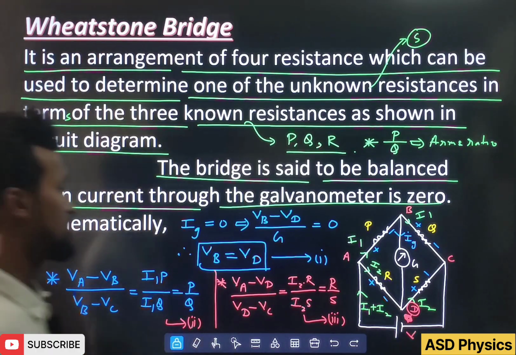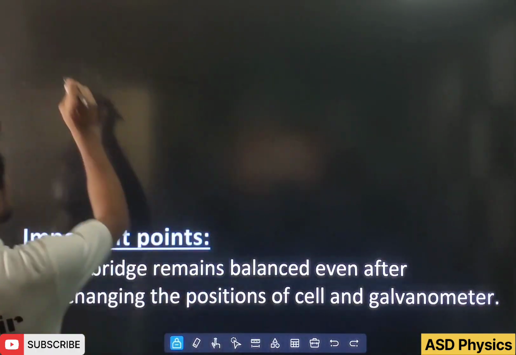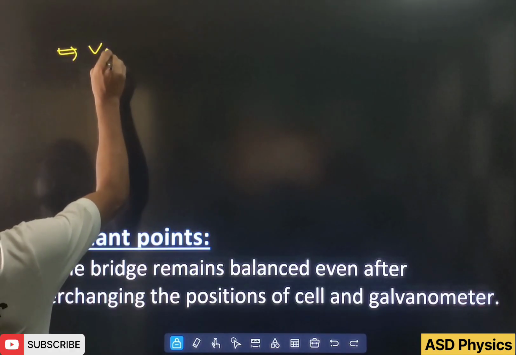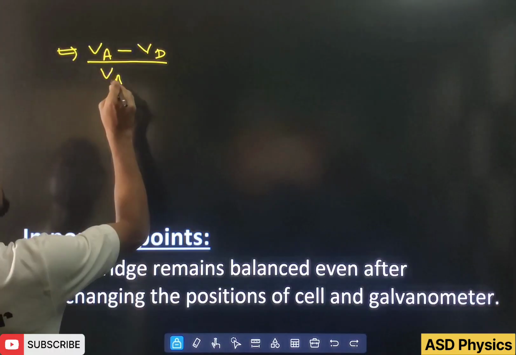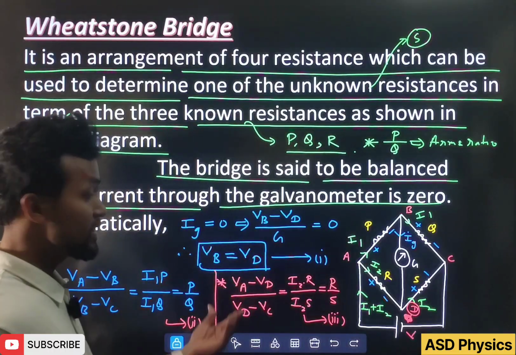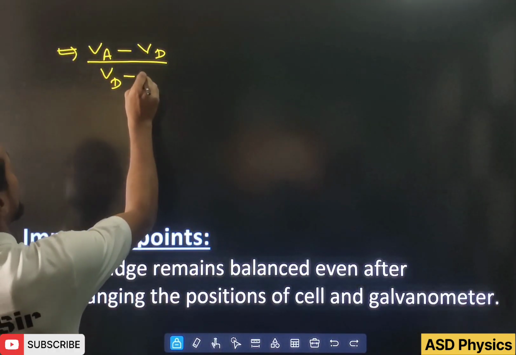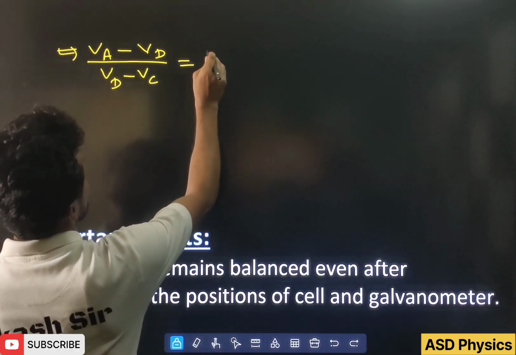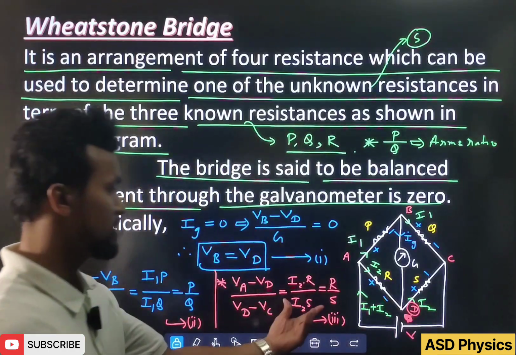Now we'll just go ahead here. So see, students, as I have told you very well, this is VA minus VD by VD minus VC. Is it? So VD minus VC is how much here, students? Here we can write R by S. Is it? R by S.